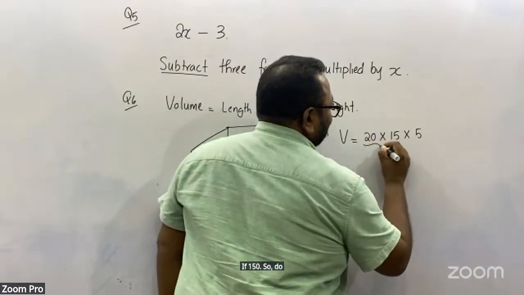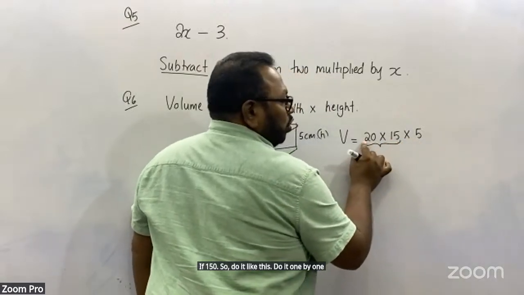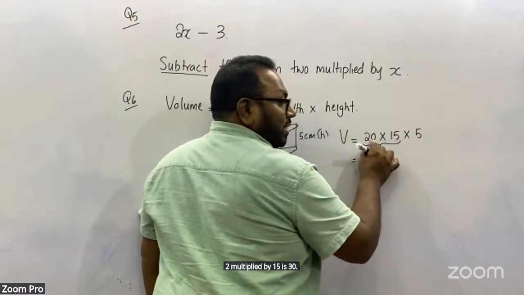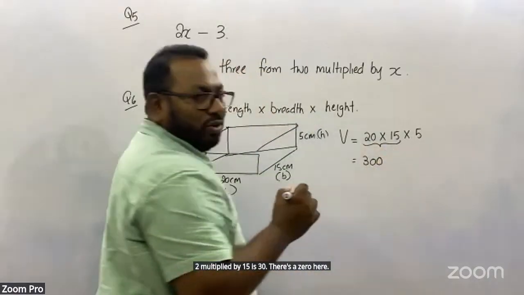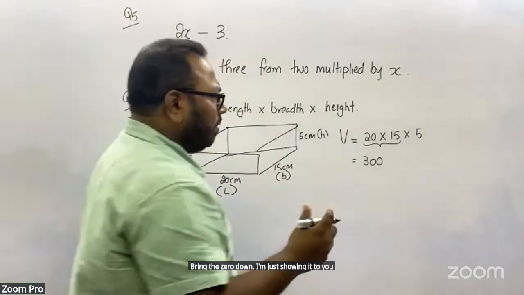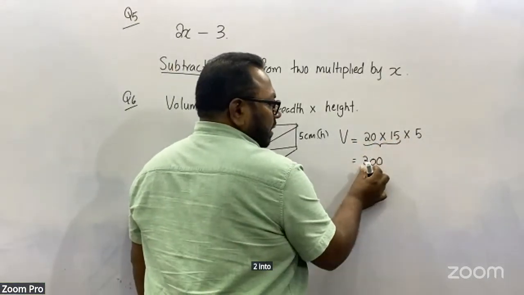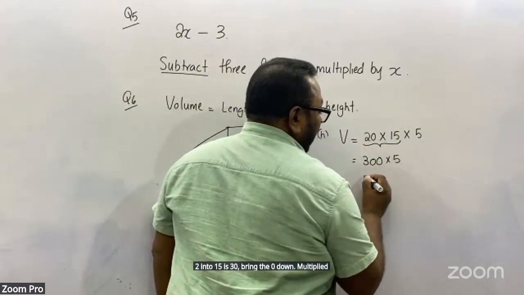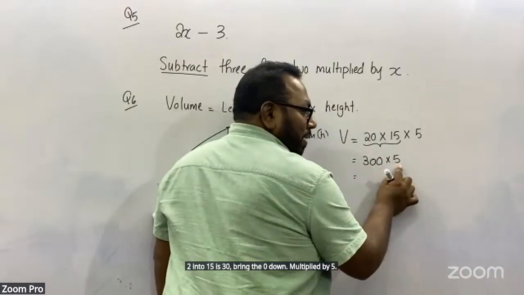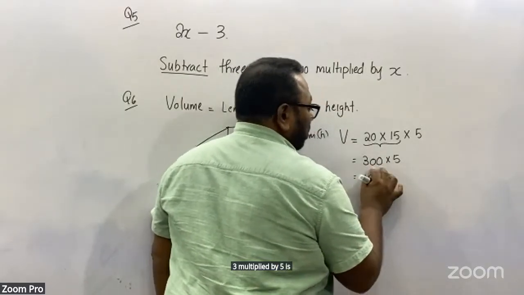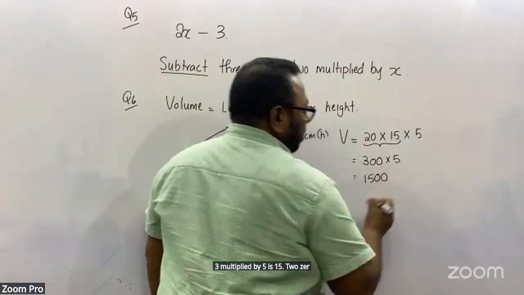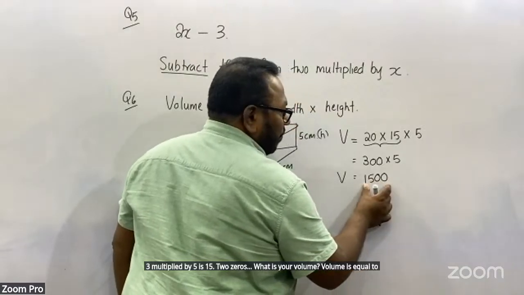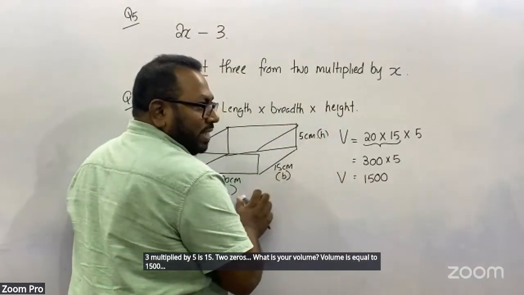So do it like this, one by one. I'm just showing it to you in a short way. 2 into 15 is 30. There's a 0 here. Bring the 0 down, multiplied by 5. 3 multiplied by 5 is 15, and 2 zeros. What is your volume? Volume is equal to 1500. Your units is centimeters.